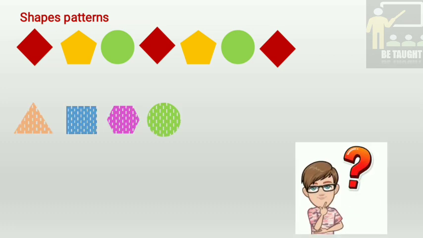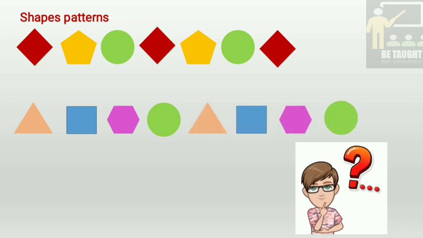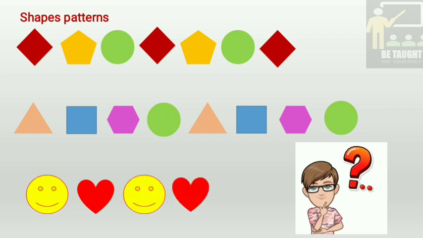We'll see one more example. A triangle is there, a square, a hexagon is there, and a circle. So again it will be the repeated thing only. The shapes will be repeated. A smiley face is there and a heart is there. So again a smiley face and a heart. And after the heart, yes, it will be the smiley face.